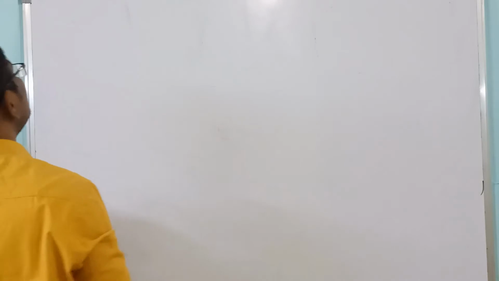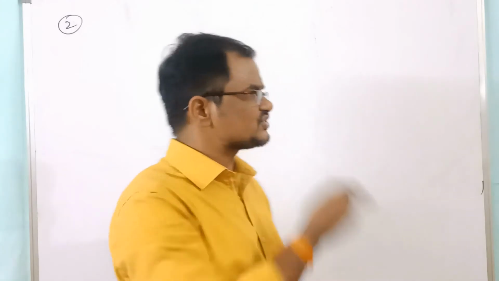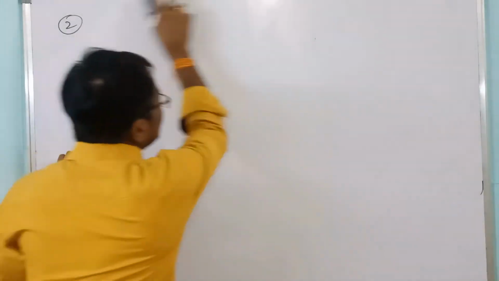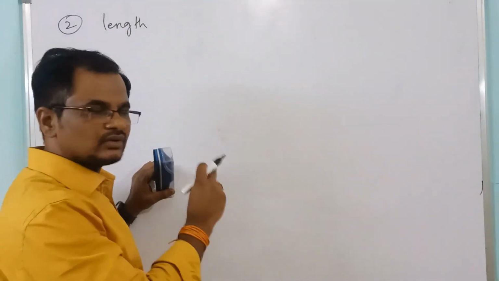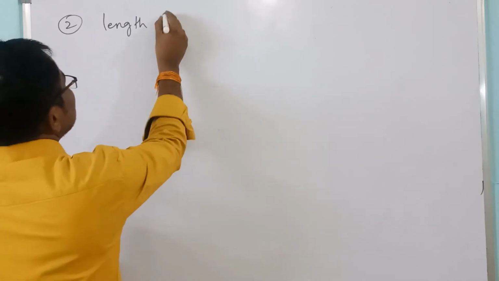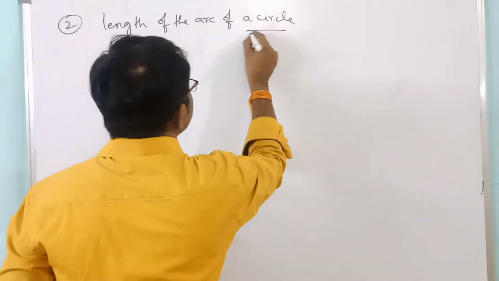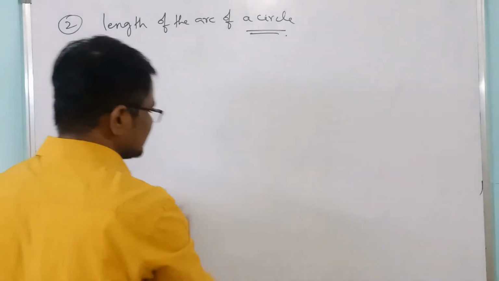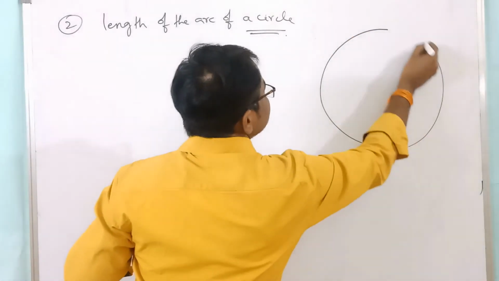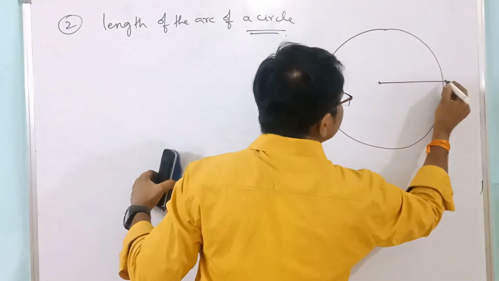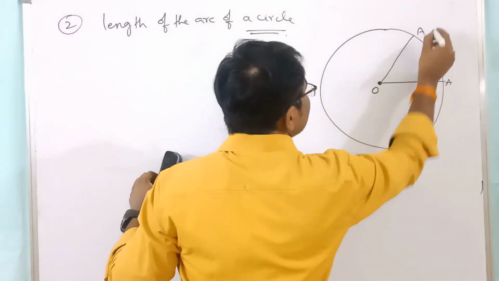Now note 2. The previous one was angle, note 1, and this is note 2. Most important note, listen carefully. Length of the arc. Based on this one we are going to do the problems. Length of the arc of a circle. So how to find the length of the arc of a circle? Suppose it is a circle. Here O, here A is there.